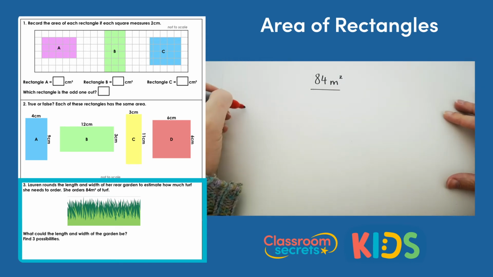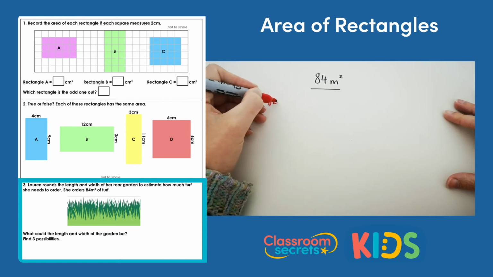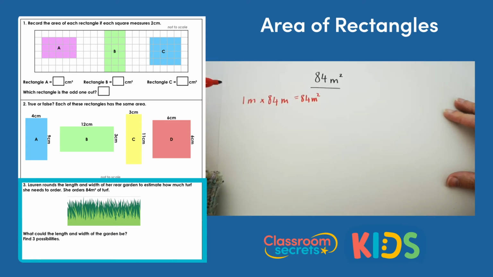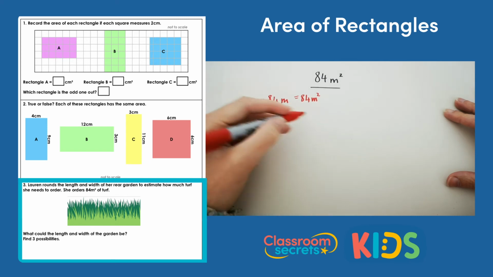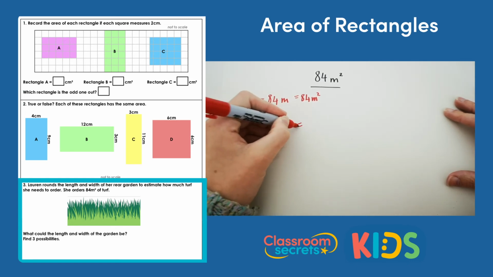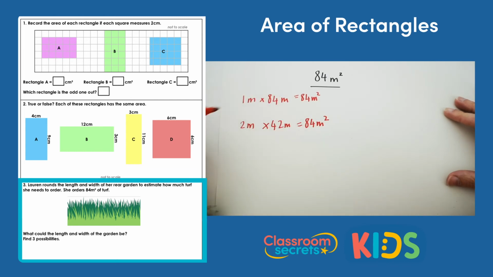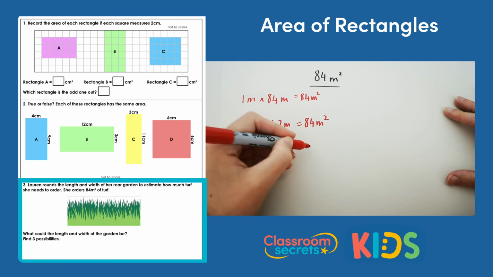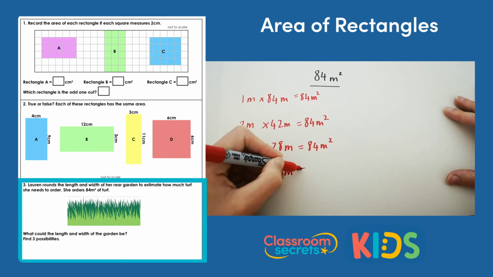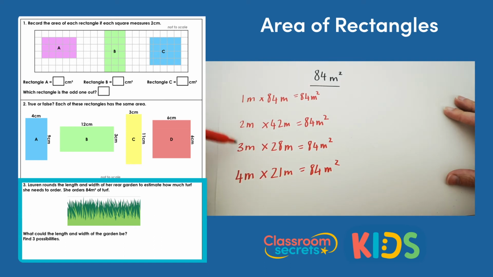So we could have 1 metre and 84 metres, because that would equal 84 metres squared. However, it's not a very realistic measurement for a garden, but we could have it, the maths works out. We could also have 2 metres and 42 metres, because 2 times 42 is 84 metres squared. We could have 3 metres times 28 metres, because that equals 84 metres squared. We could have 4 metres times 21 metres, as that equals 84 metres squared.